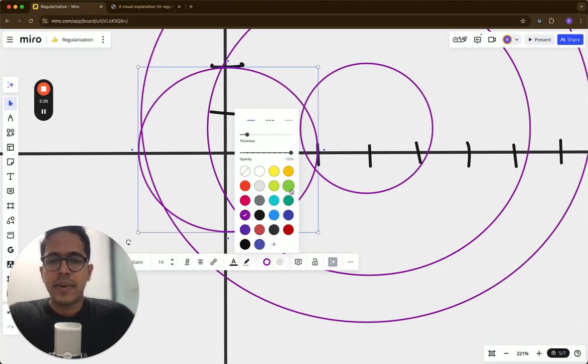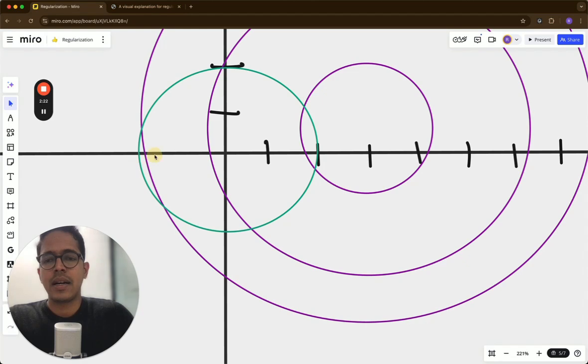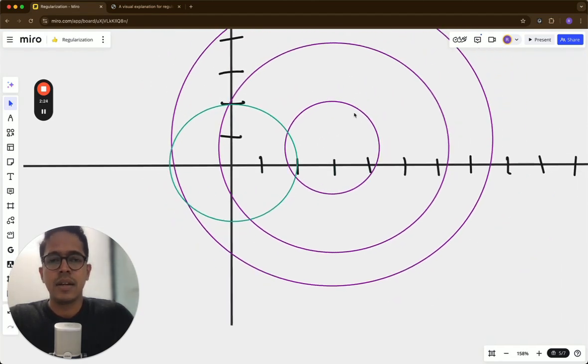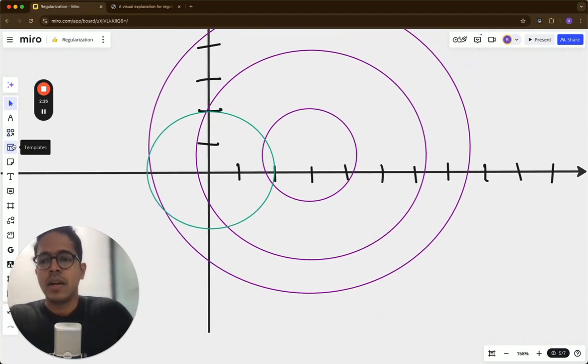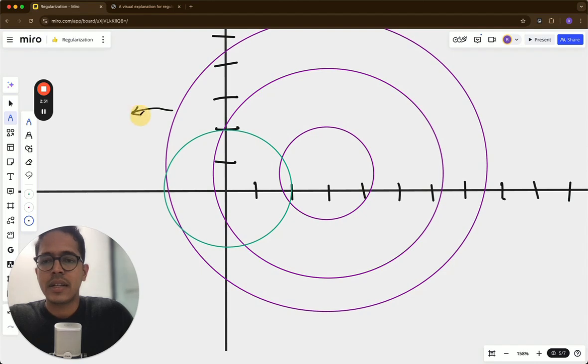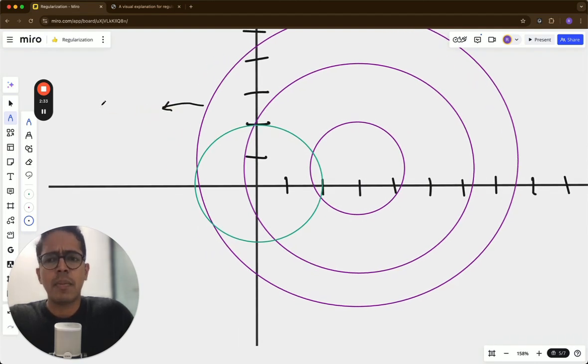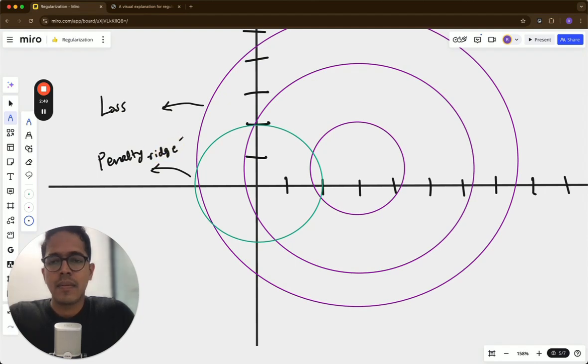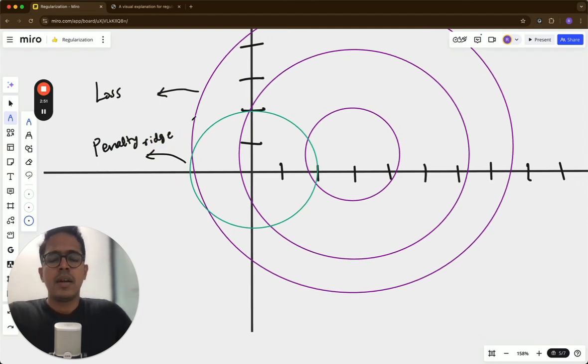Now I'll put this in a different color so that you know that this circle is not one of the concentric circles here from the original loss function. So if I were to mark what is what, these are concentric circles where the normal loss function has a constant value. And this green circle is for the penalty term in ridge regression. So penalty ridge equal to some constant number.